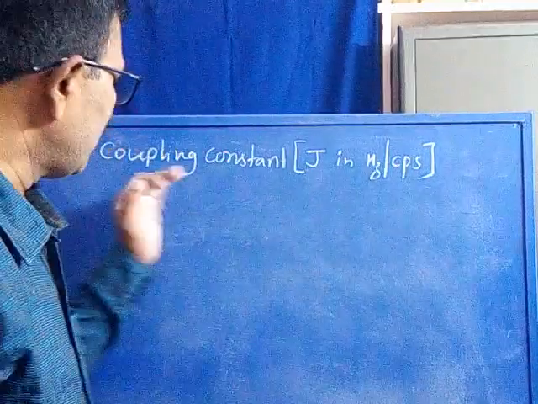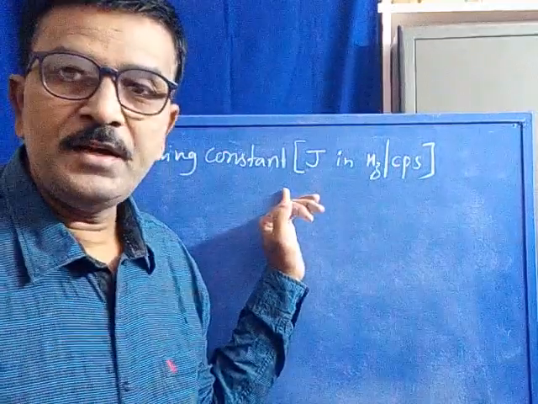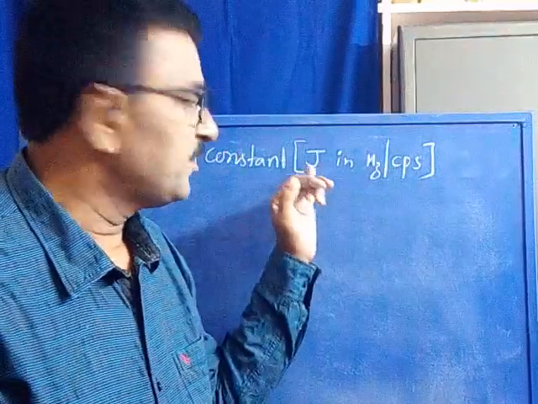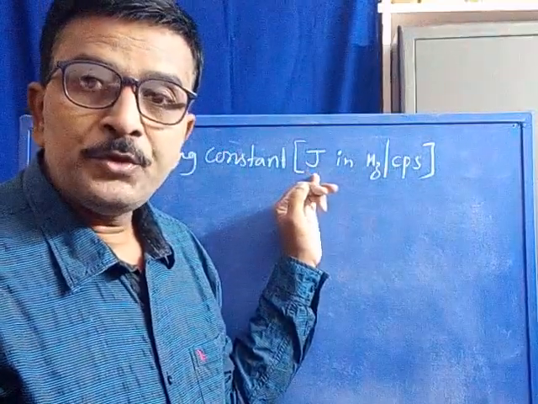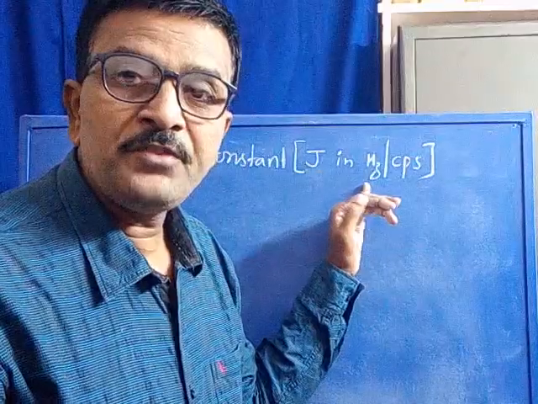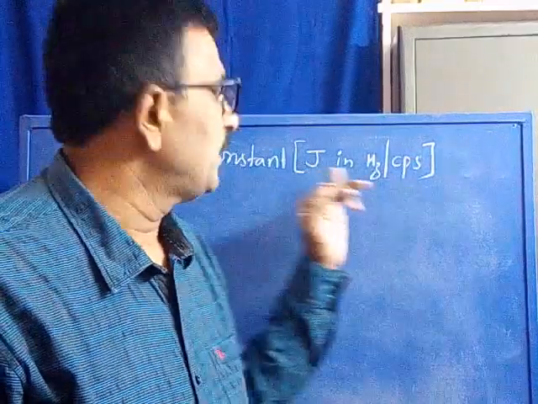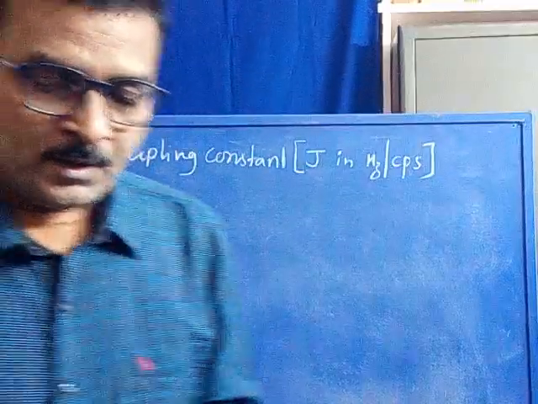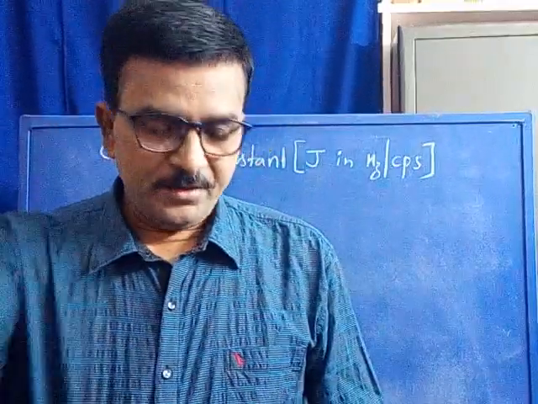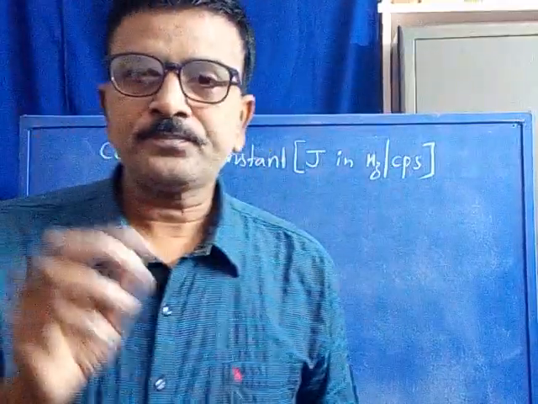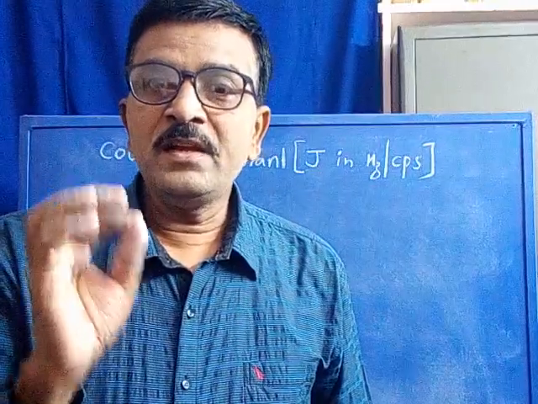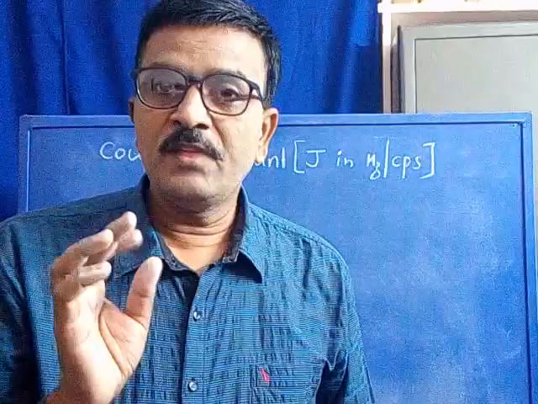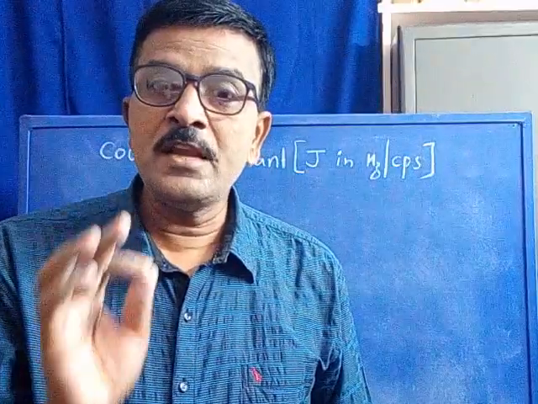A new topic, that is the coupling constant. The coupling constant is represented with capital J. Its units may be Hertz or cycles per second. J in Hertz or cycles per second. Let us discuss what the coupling constant is. It is the frequency difference between any two lines.